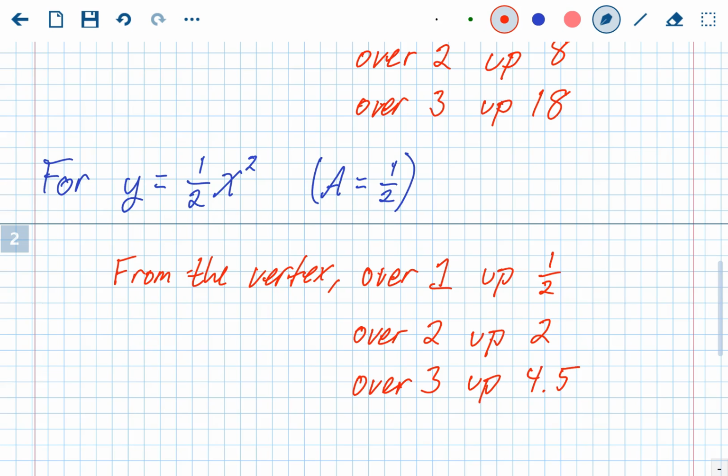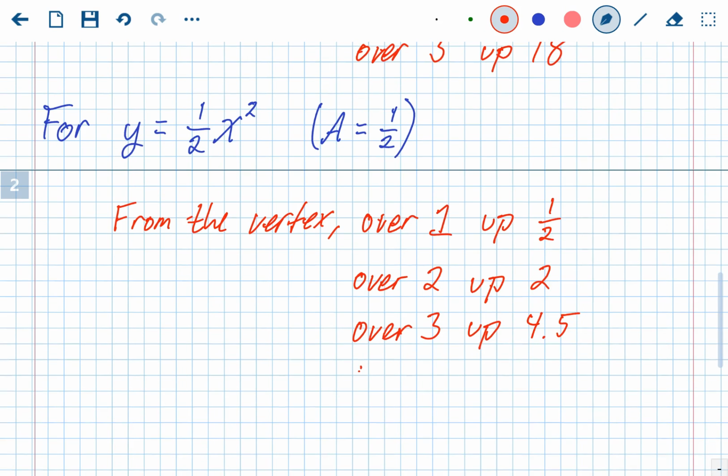So that's not really a point you'd want to pick. So instead, we usually go over 4. And that would take you up 8.